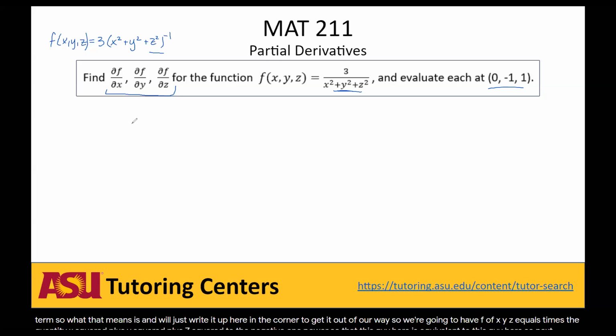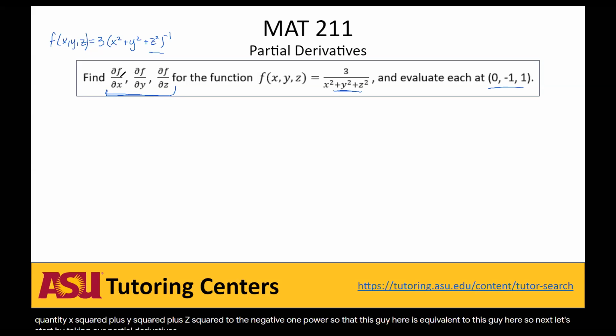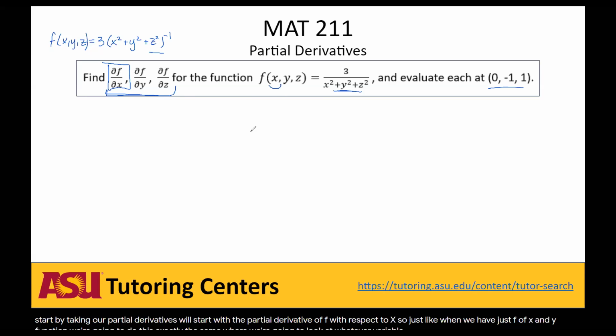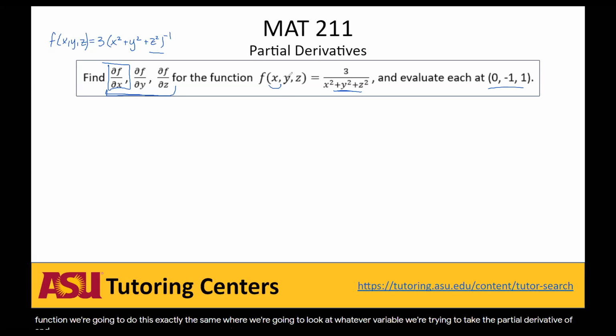So next, let's start by taking our partial derivatives. We'll start with the partial derivative of f with respect to x. So just like when we have just a function of x and y, we're going to do this exactly the same, where we're going to look at whatever variable we're trying to take the partial derivative of, and we're going to hold the other two variables constant. We're going to treat them as if they are constants.